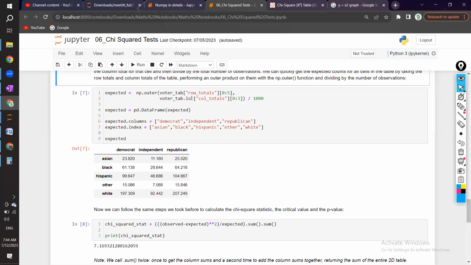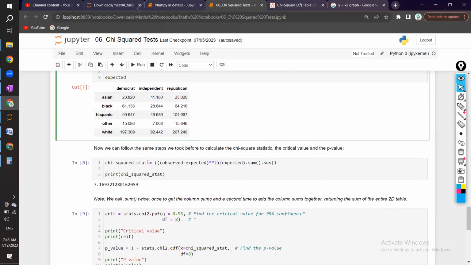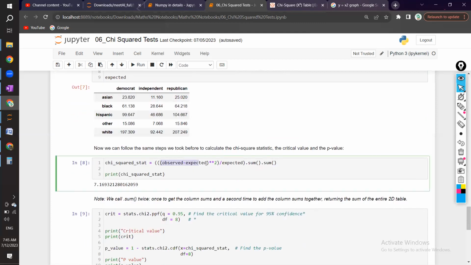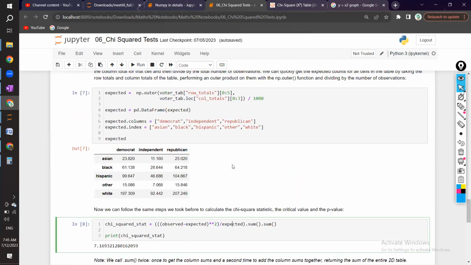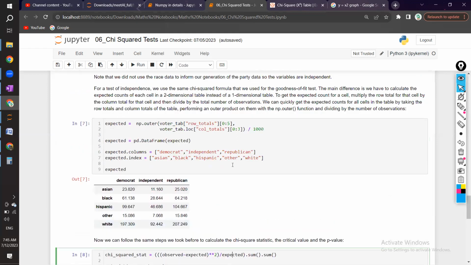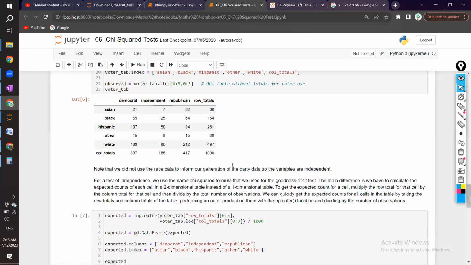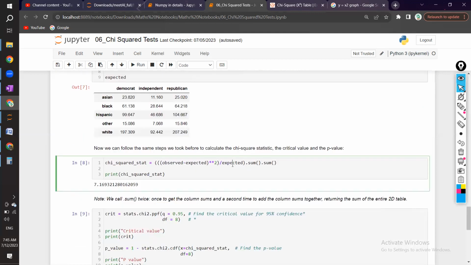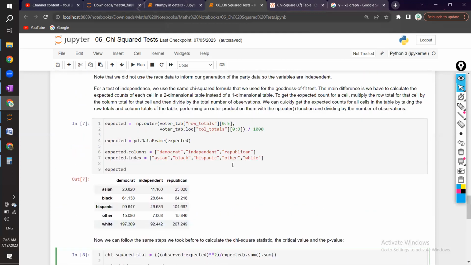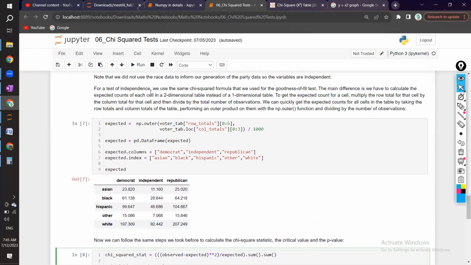See, expected values, okay, this is fine. And the chi-square test is what? Observed minus expected, whole square, divided by expected. Observed values are the actual values. That means where are we getting the observed values? The actual values should be the observed values, guys. Where can we pick them? Let's try to understand this particular part.